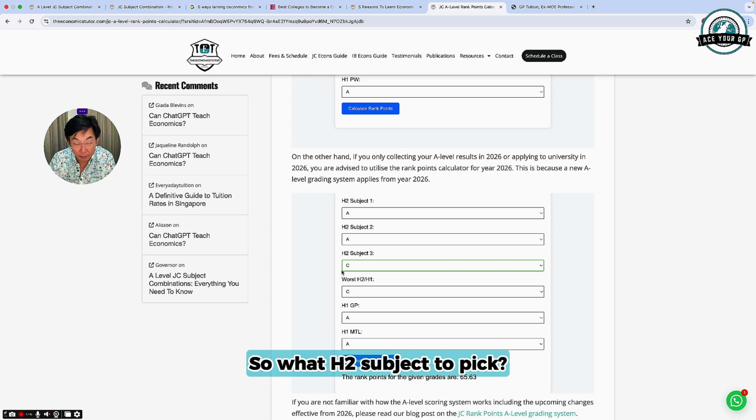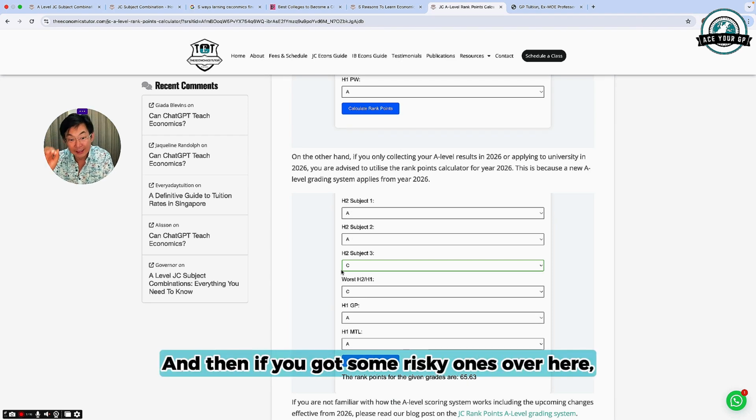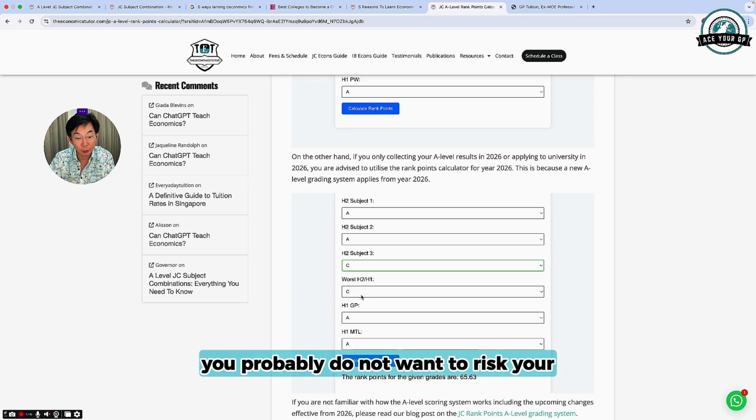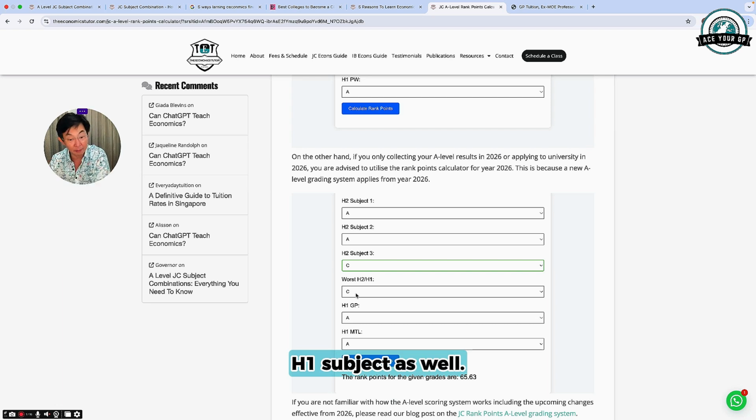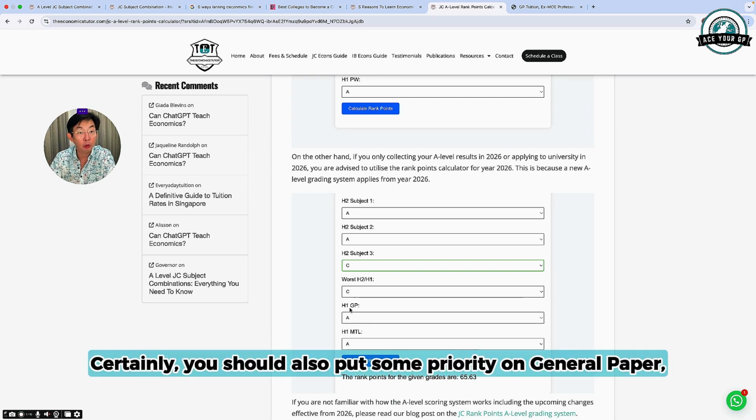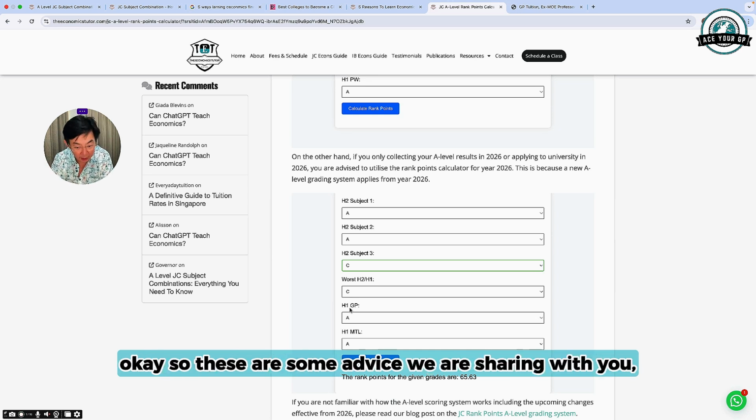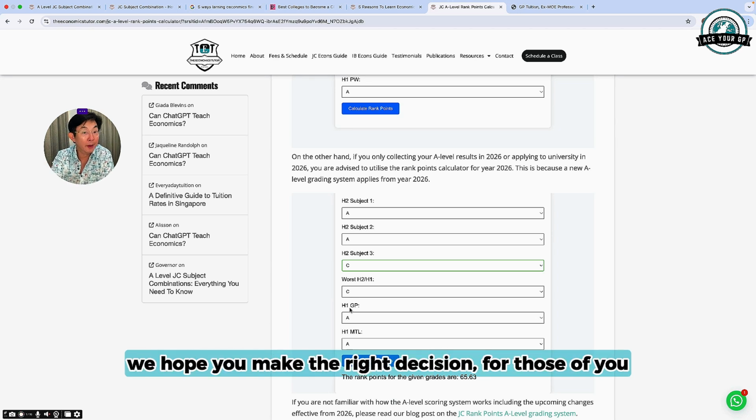So what H2 subjects to pick? Extremely important choice. And then if you got some risky ones over here, you probably do not want to risk your H1 subject as well. Certainly, you should also put some priority on general paper. So these are some advice we are sharing with you. We hope you make the right decision.